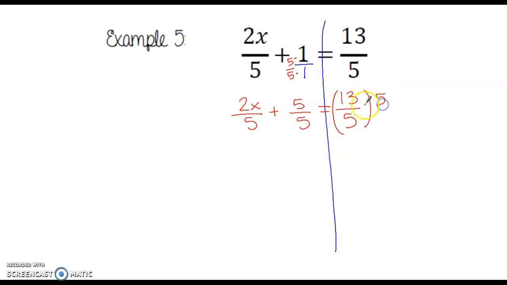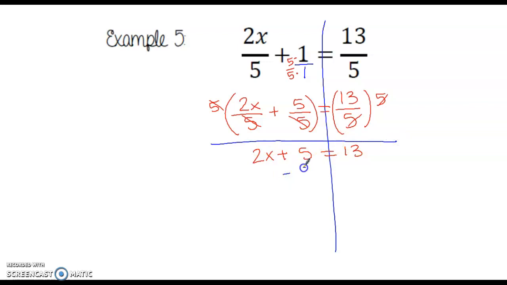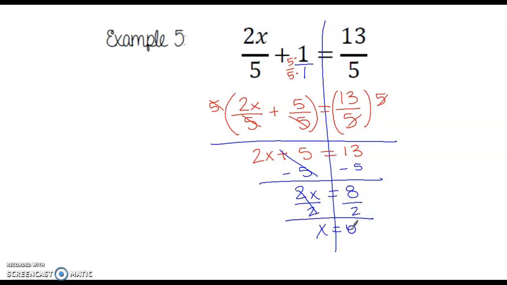Now you're multiplying by 5 on each side. Those 5s cancel out. We're left with 2x plus 5 is equal to 13. Now we can go ahead and remove our term without the variable first. We're left with 2x is equal to 8. Divide each side by 2. X is equal to 4, right?